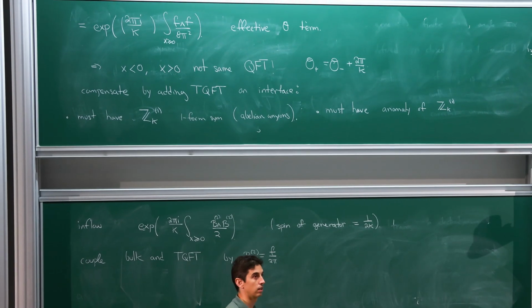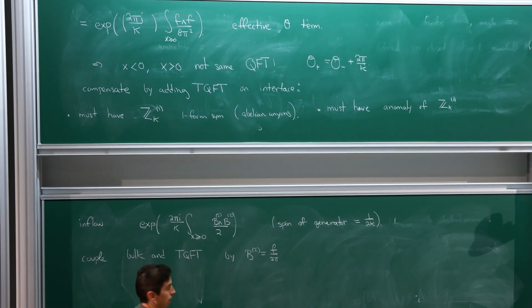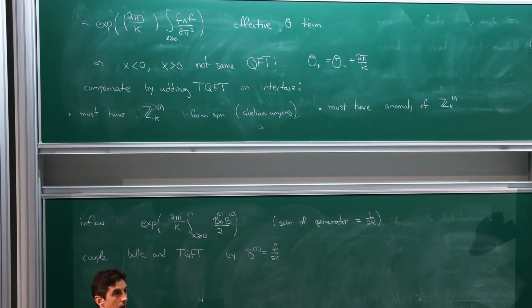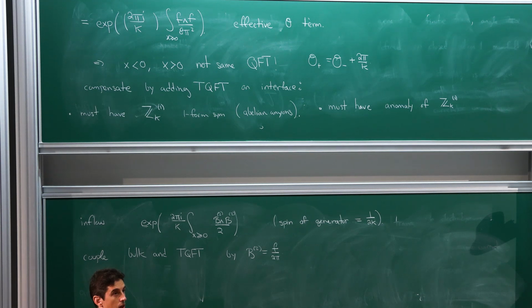Yes? Can you have this one-form symmetry and this anomaly without having anyons? Well, I'm trying to construct a symmetry defect. So I want a topological operator. So it's important that I was able to realize these considerations in a TQFT.